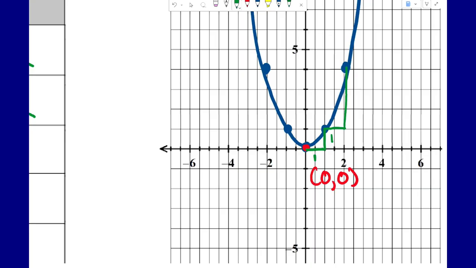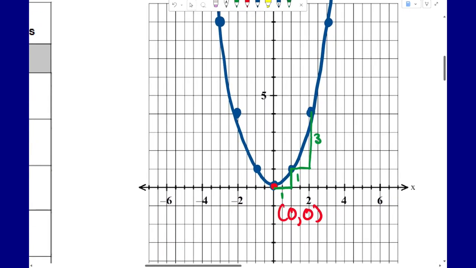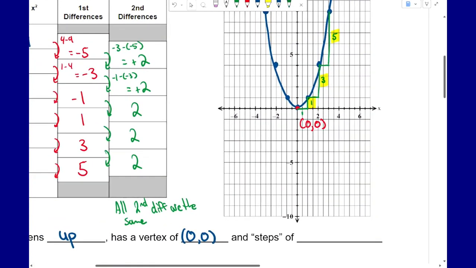Again, we have to keep in mind, go to the point. If you're drawing, hopefully you drew a little bit more accurately than I did. But my next point was an increase of 3, because I went from 1 to 4. Do the same thing, I go over 1 again, and I go up until I hit my graph. And this is an increase of 5, because I went from a height of 4 to a height of 9. So these values right here, the 1, 3, and the 5, those are our steps. So the steps are going to be 1, 3, 5.